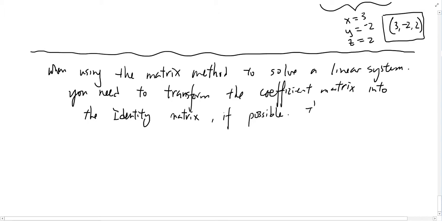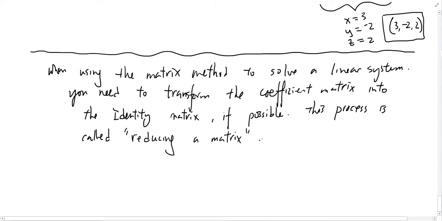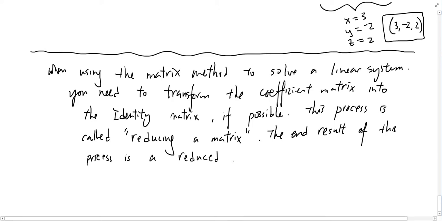This process has a name. This process is called reducing a matrix. And the end result of this process is what we call a reduced matrix form of the coefficient matrix.